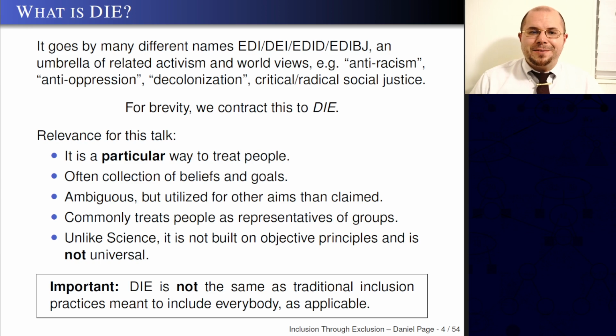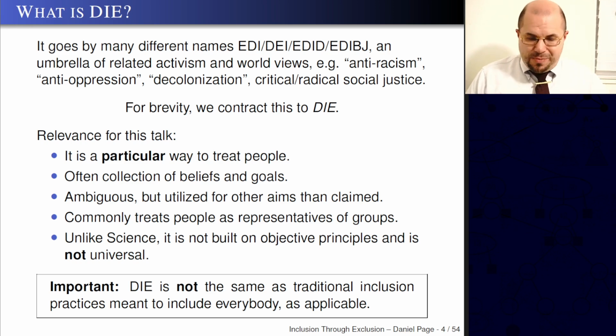So what is DIE? It goes by many names: EDI, DEI, EDID, where the D is for decolonization. EDIBJ, that's belonging and justice. It's an umbrella of related activism and worldviews. There are a lot of different phrases that are commonly used that often mean the opposite of what they say. But I'm going to let you decide for yourself. For brevity, we're going to talk about it just as DIE, so that's what I'm going to refer to this as. It goes by many different names, and it encompasses many different activist movements and certain types of political ideologies.